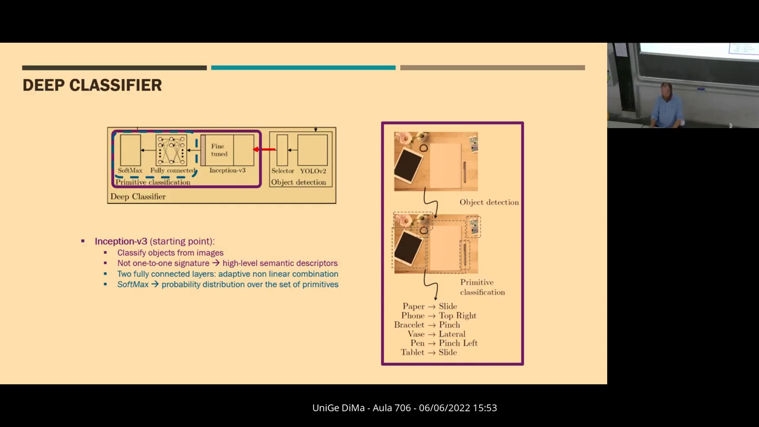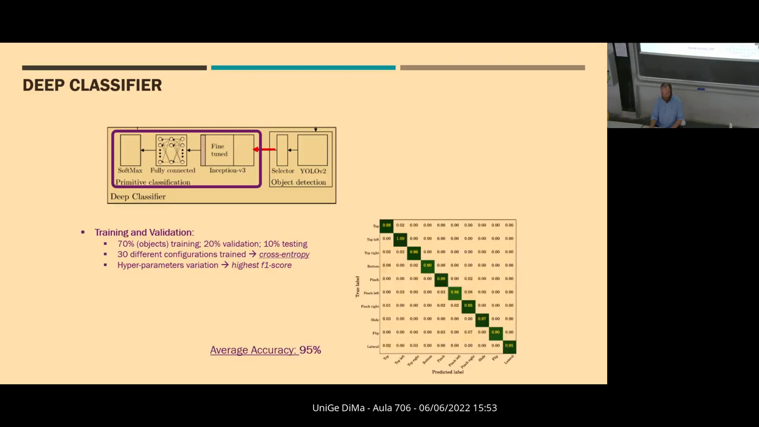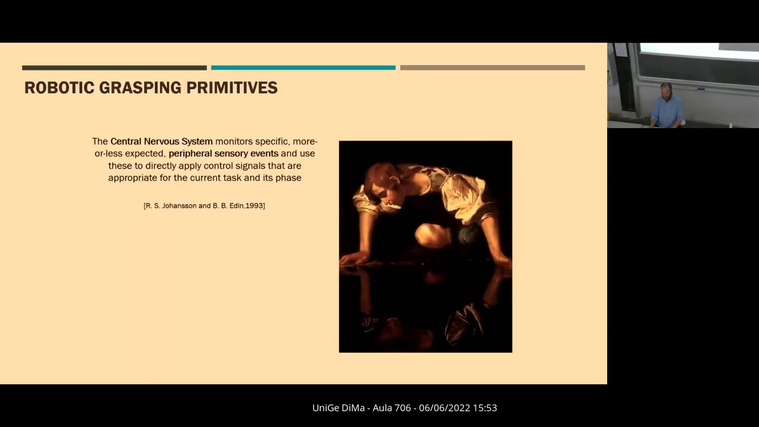And then with the softmax, we have the probability distribution over the set of most probable primitives that a human can perform to grasp a given object. Okay, we skip this part, but of course this is if I see the object, I can move like a human, if I want to behave in a human-like way in a world thought for humans with human-inspired robotic hands.